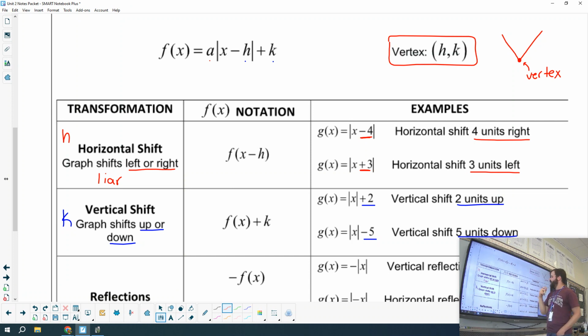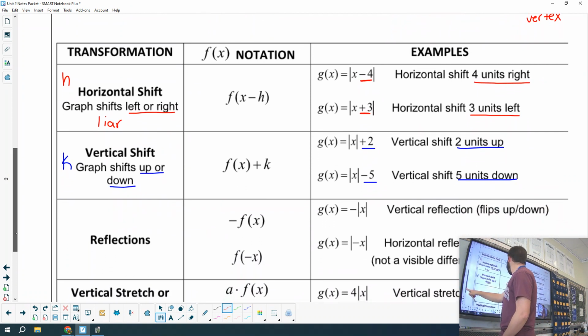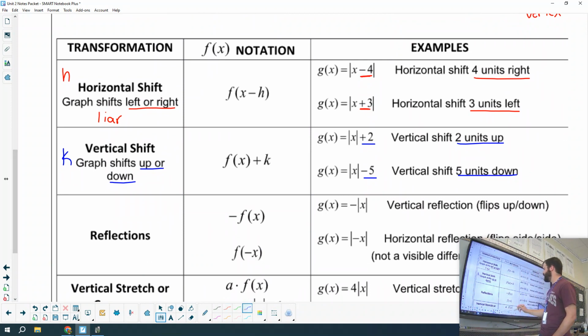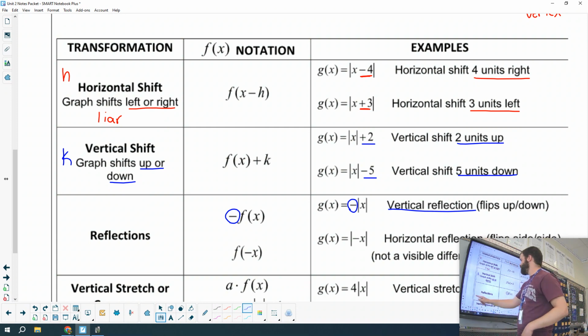Okay? All right, so anyways, now let's talk about reflections. So reflection is anytime you have a negative in front, we have a vertical reflection. In other words, if you have a -a, you're going to have a reflection. So what does a reflection do? Our graph normally opens up. If we have a reflection, my graph is instead going to flip and open down. That's the only difference there.